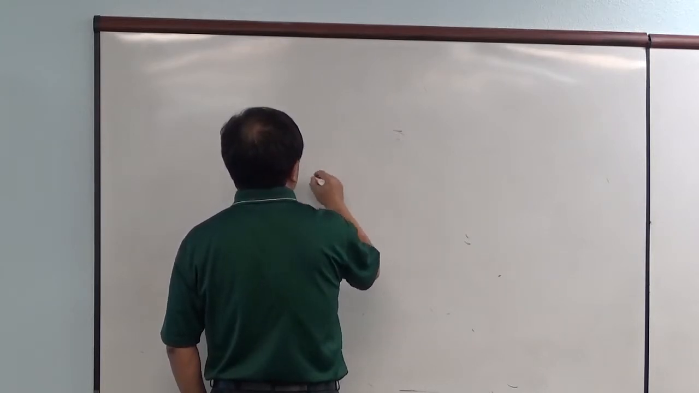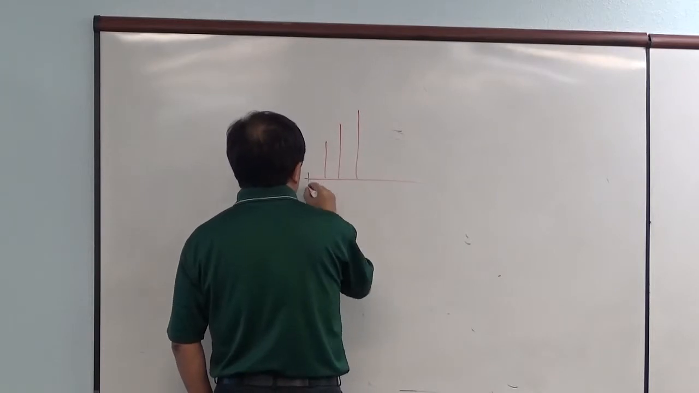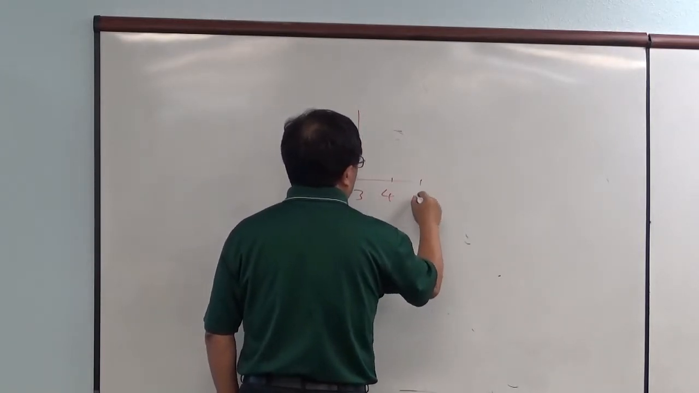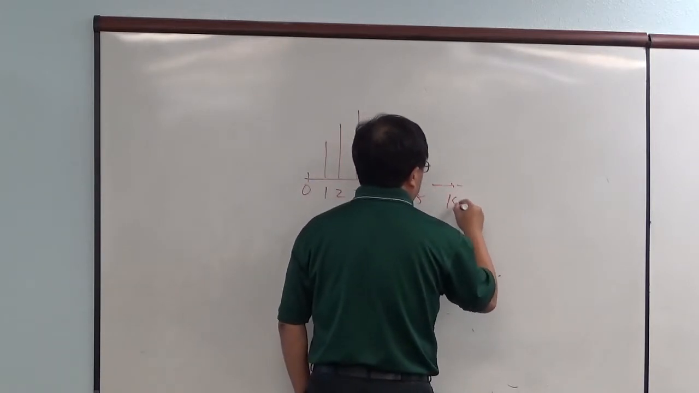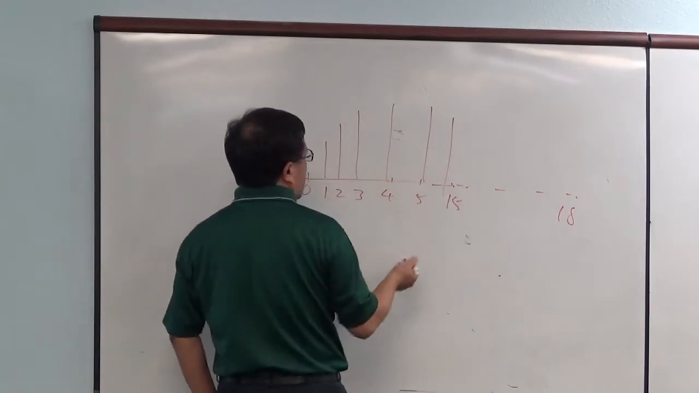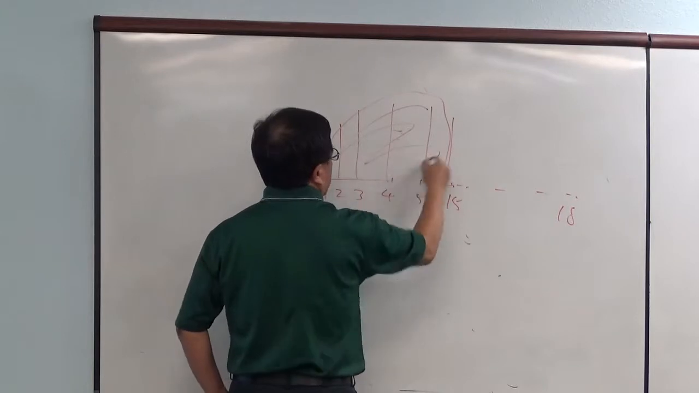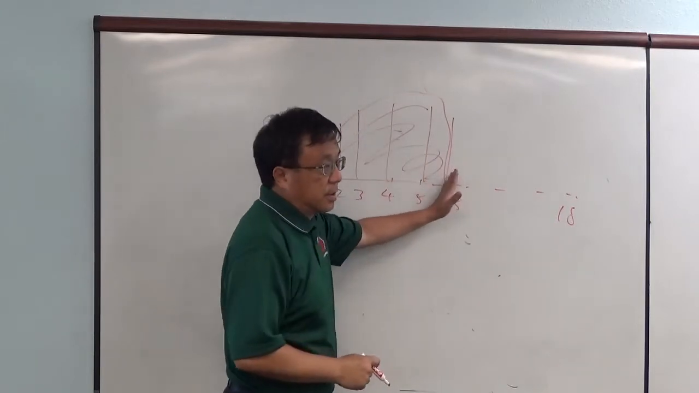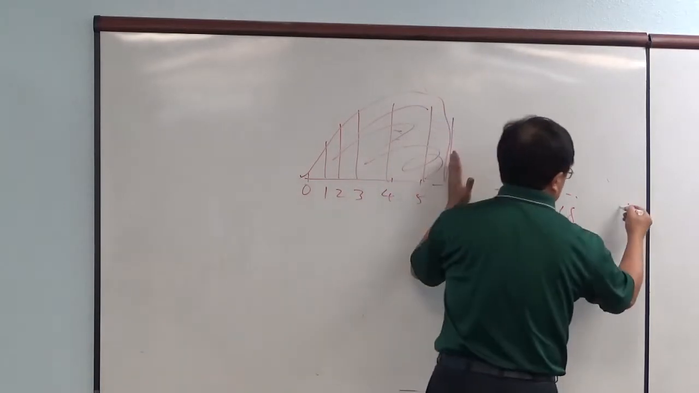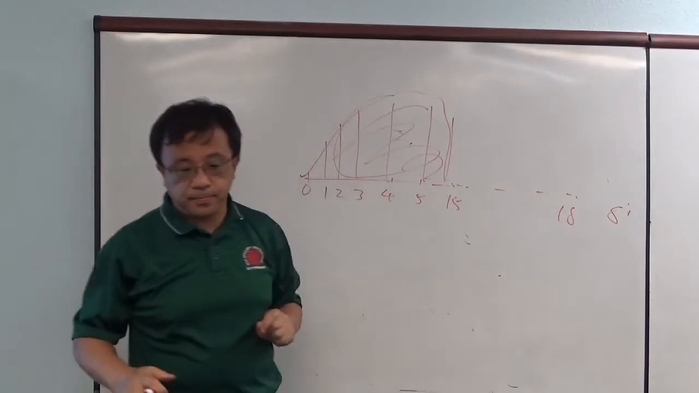Excel will give us this probability from 0, 1, 2, 3, 4, 5, all the way to 15, and all the way to 80. Excel will only give us what? To the left, up to and including 15. So if we find the probability that more than 15 to 80, then we have to do 1 minus this. So that's the whole idea.